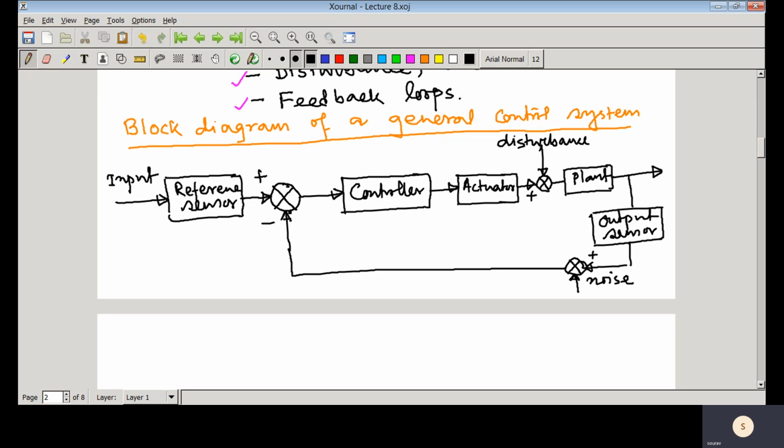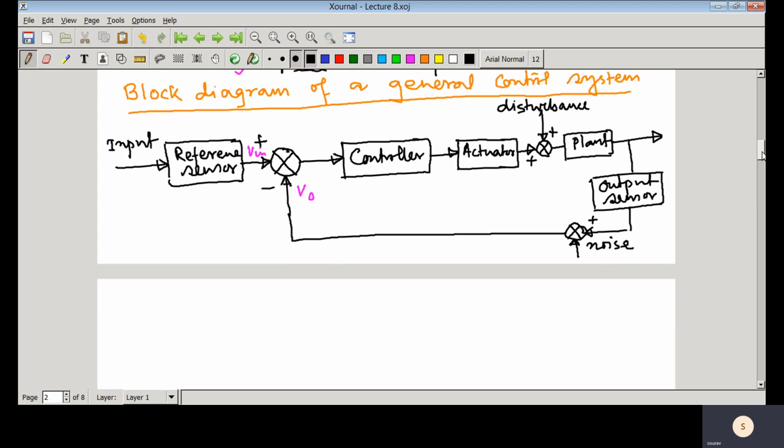So here suppose this signal is Vin and this is Vo, and here you can see the various blocks involved in a standard closed loop control system, and this is the general block diagram of a feedback closed loop control system.